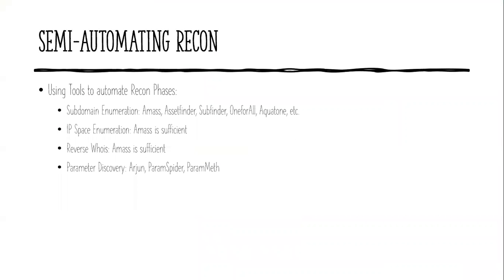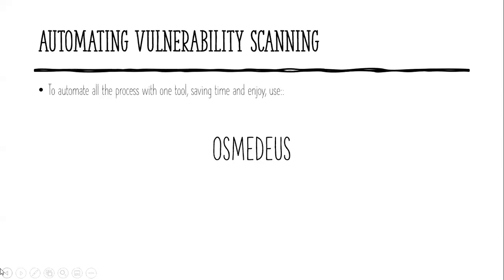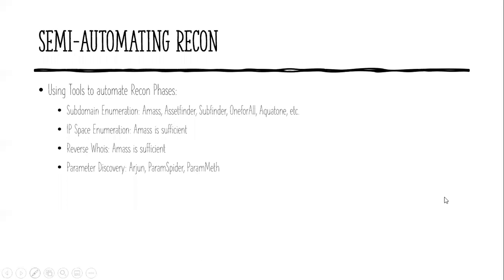Now, semi-automating the recon, there we are going to talk about automating the complete stuff with the tools which are available. So, for subdomain enumeration, you might be using Amass or Assetfinder or Subfinder, Aquatone, etc. Every tool gives some difference in subdomains. For example, Amass may give you like 50 domains, and Assetfinder may give you 100 domains. So what people do is they use all of these tools to make sure that nothing goes missing.